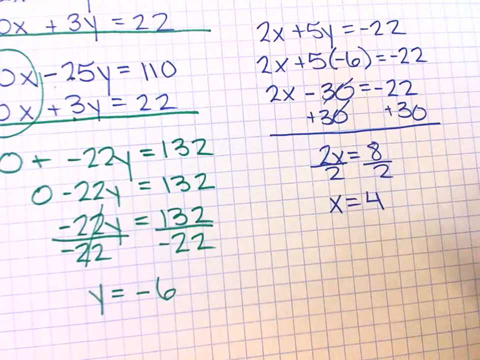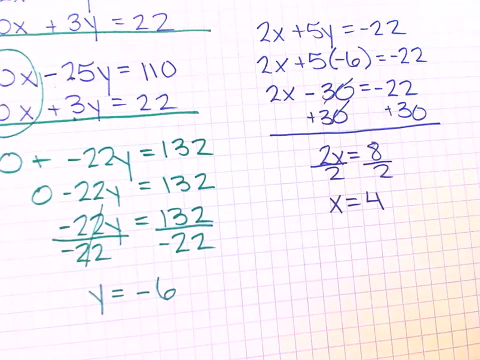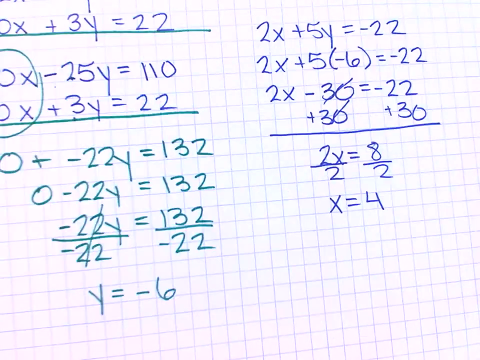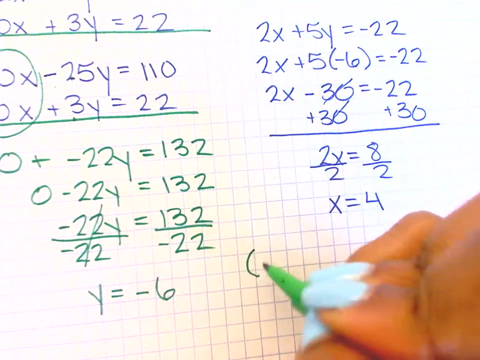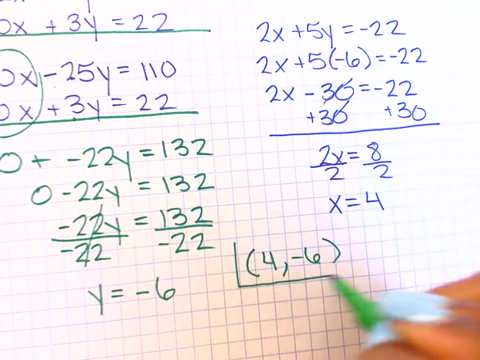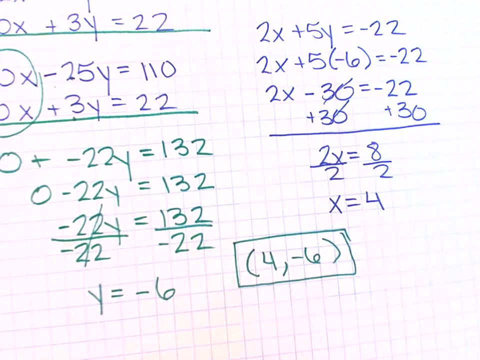So the plugging it back in part is the easy part. That's the ending. So plug it back into one equation to get the answer. The hard part is thinking about which variable you want to eliminate. So if you write it as an ordered pair, I have x comma y: 4 comma negative 6.